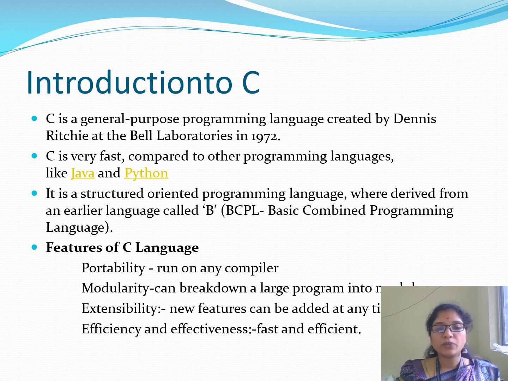The main feature of the C programming language is portability. We can run it on any compiler. Then modularity: we can break a large program into smaller parts with the help of functions. Next one is extensibility: new features can be added at any time. And then efficiency and effectiveness, with faster delivery time, fast and efficient.